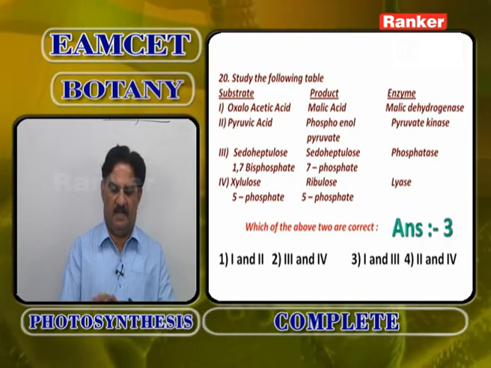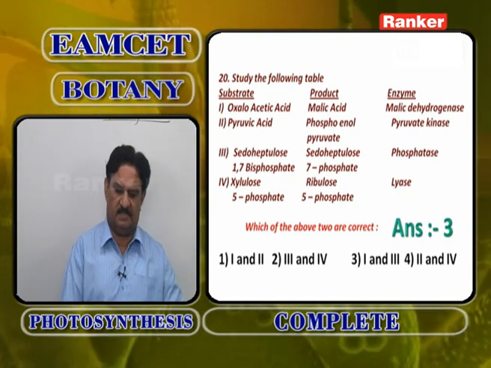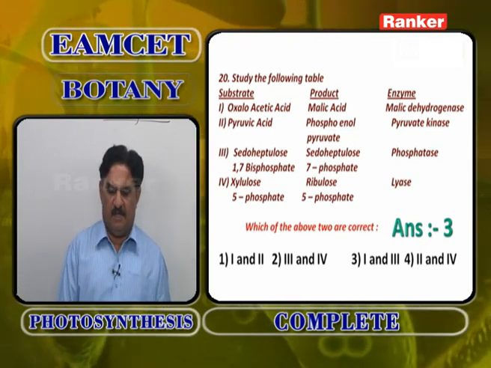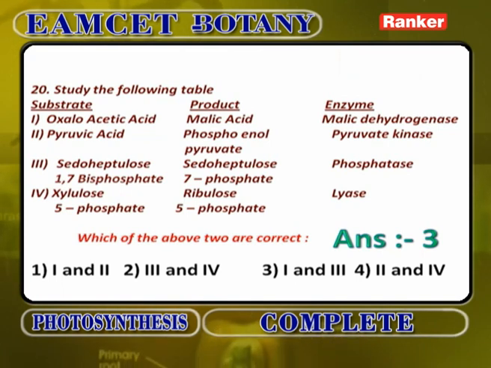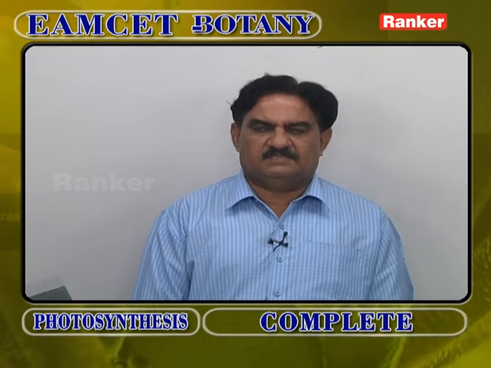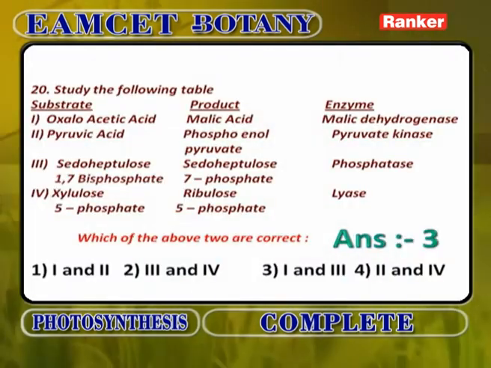Oxaloacetic acid becomes malic acid by malic dehydrogenase is correct. Pyruvic acid becomes phosphoenol pyruvic acid not by pyruvate kinase, it is pyruvate dikinase. Pseudoheptulose 1,7-bisphosphate becomes pseudoheptulose 7-phosphate in the presence of phosphatase is correct. Xylulose 5-phosphate converts into ribulose 5-phosphate not by lyase but by epimerase. So the answer for this is the third option, 1 and 3.